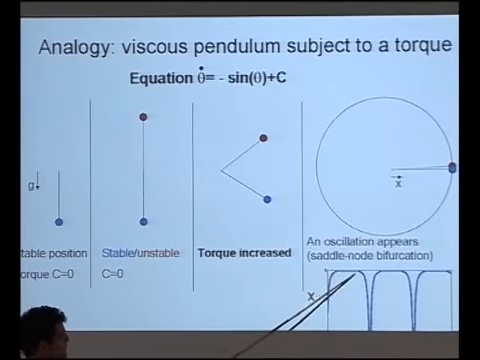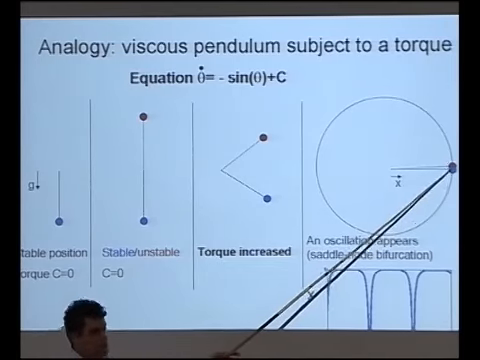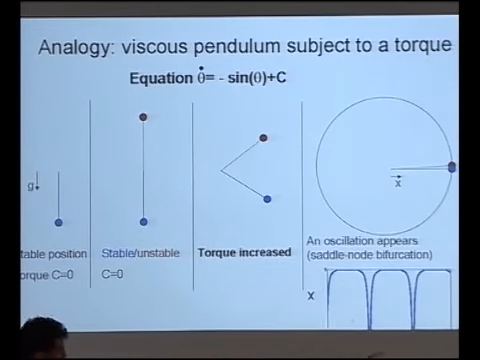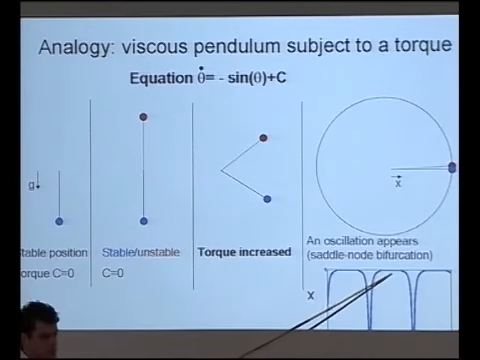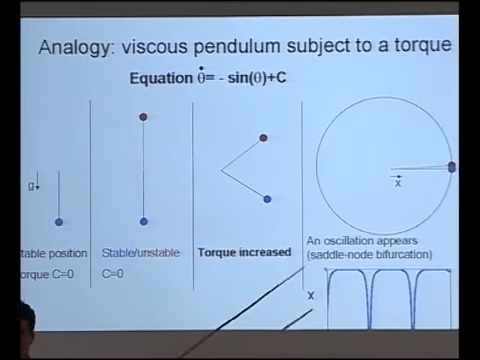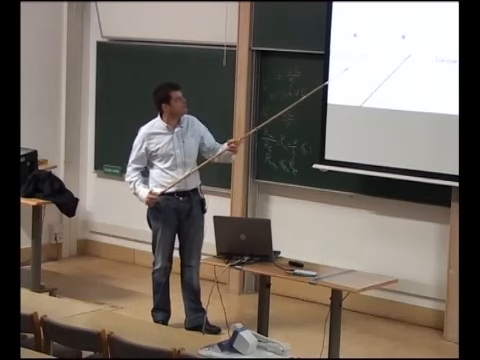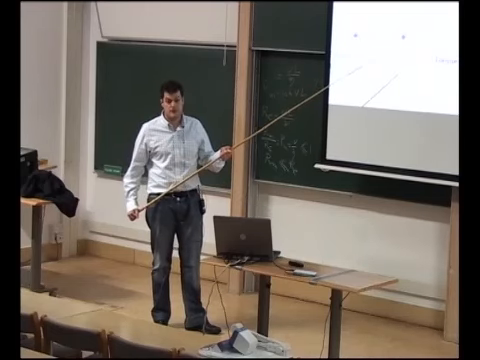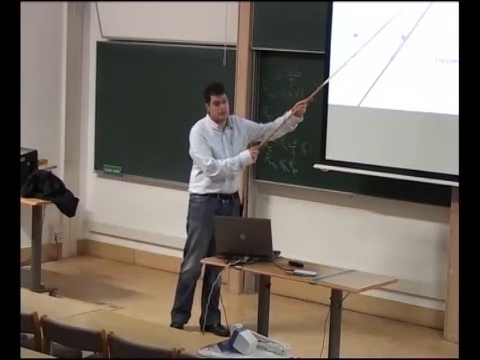The time series of the projection of the position of the pendulum as a function of time gives this kind of behavior. So it remains for a very long duration close to a fixed point, and then goes very fast in the opposite direction, and comes back and evolves very slowly here.